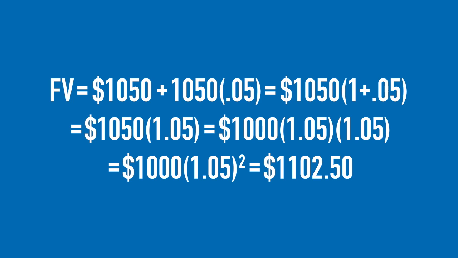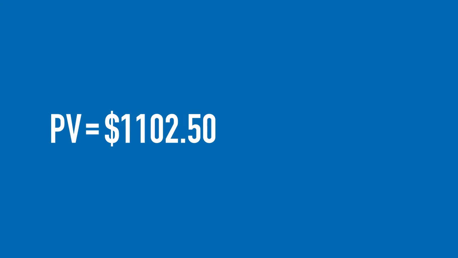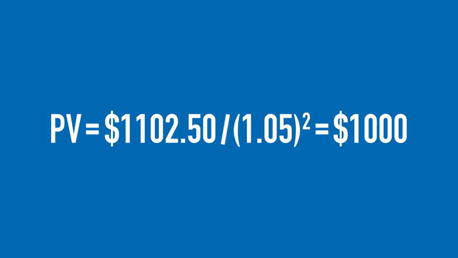$1,102.50. If we ask the question in reverse, in terms of the bond price, how much would you pay for a promise to receive $1,102.50 at an interest rate of 5%? The answer would be $1,102.50 divided by 1.05 squared, or $1,000. That is, you'd be willing to pay $1,000 for the promise to receive $1,102.50 2 years from today.